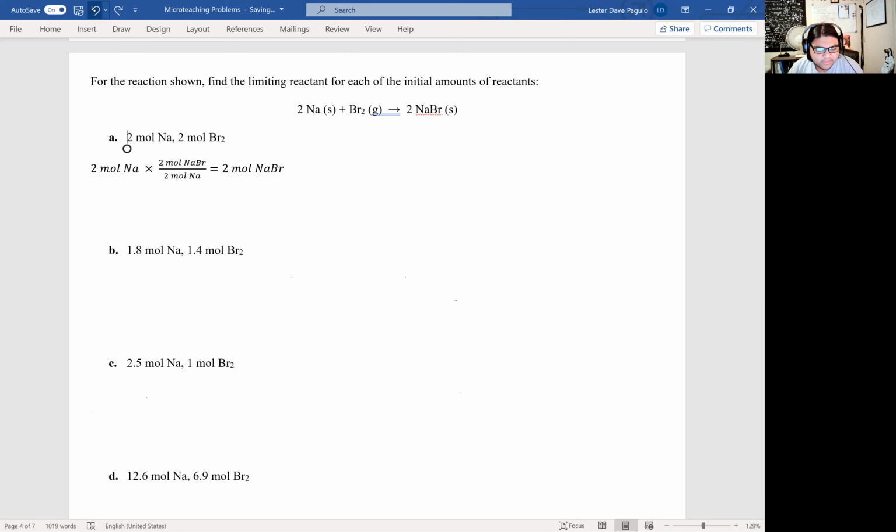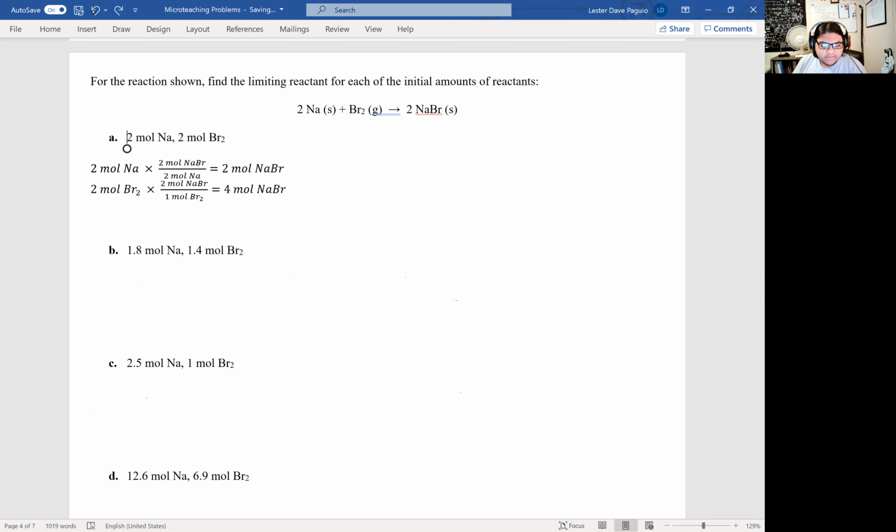So pretty simple. And for 2 moles of bromine, we would multiply it by the ratio from the balanced chemical equation. So for every 1 mole of bromine, we would have 2 moles of sodium bromide. And the result is 4 moles of sodium bromide.